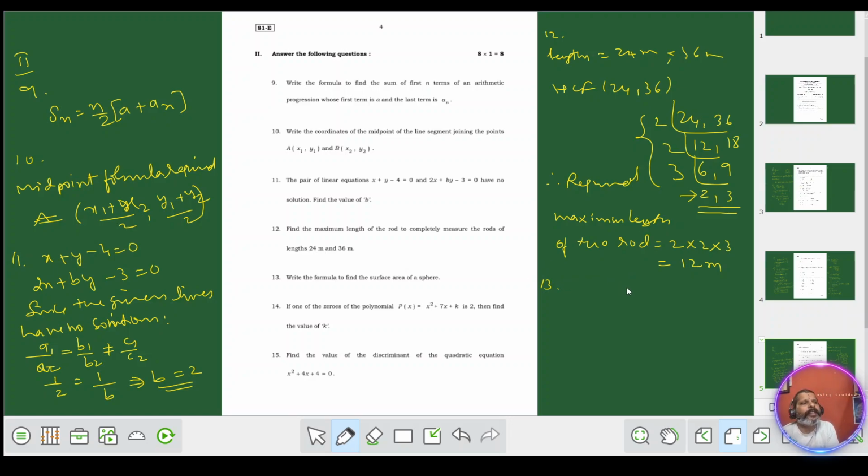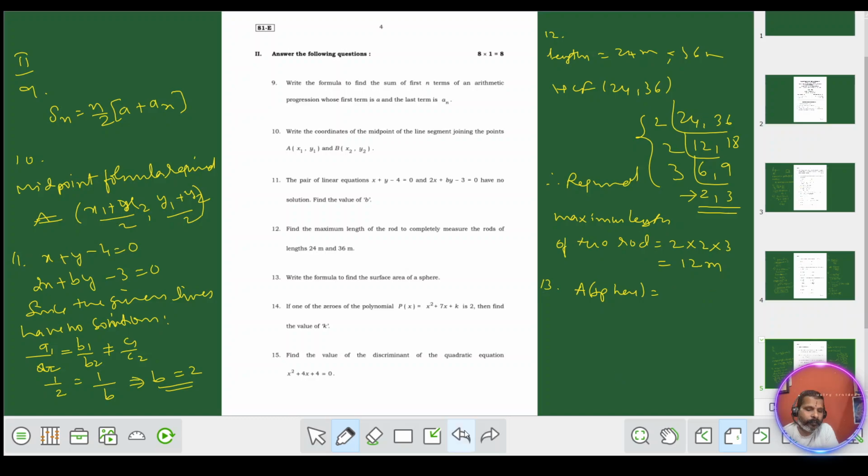13th one. Write the formula to find the surface area of the sphere. There is only one area for a sphere, that is the total surface area only. There is no concept of CSA for a sphere. So it is 4 pi r square. Remember that. This is a very important formula from the surface area volume chapter.